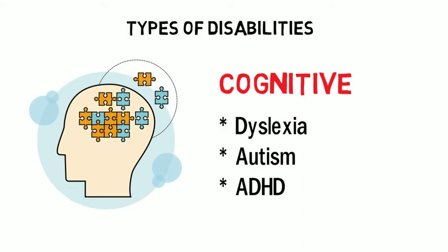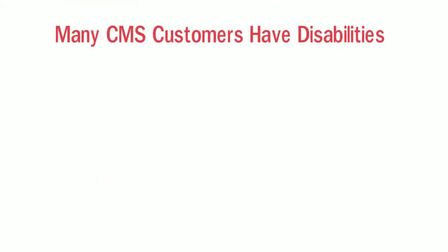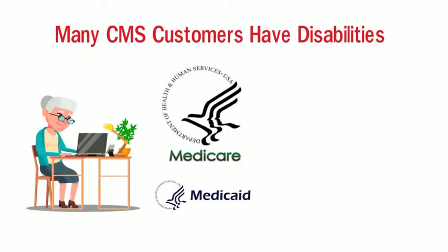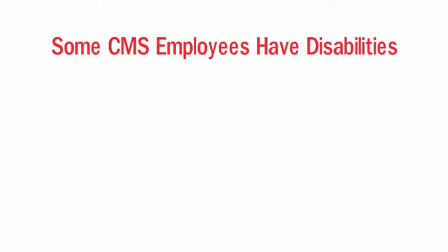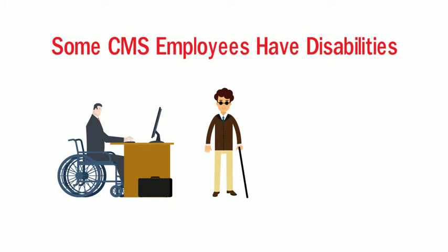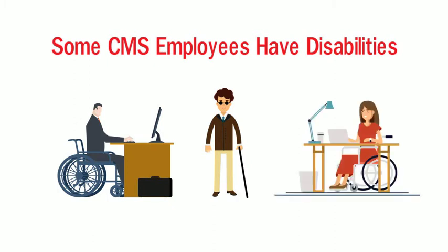and cognitive, including people who have dyslexia, autism, or ADHD. By the very nature of Medicare and Medicaid programs, many CMS customers have some of these health impairments that challenge their abilities to access information, often when they need it the most. Some CMS employees have disabilities too, and they should be able to access information and materials vital to their work.